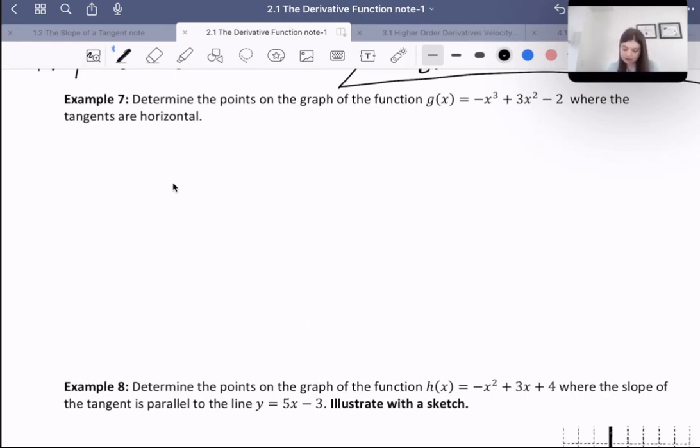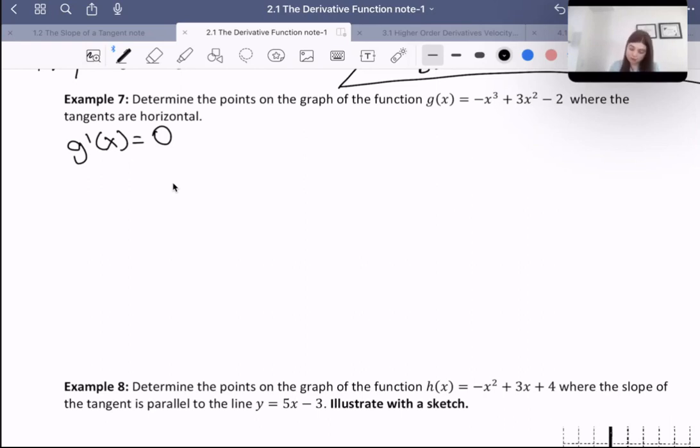If the tangents are horizontal, what does that mean? Well, a horizontal line has what slope? A slope of 0, right? So because a horizontal tangent line means that the slope of the tangent line is 0, that tells us that the derivative of g at x must be equal to 0, right? So therefore, in order to determine the points on the graph where this is true, we've got to solve.